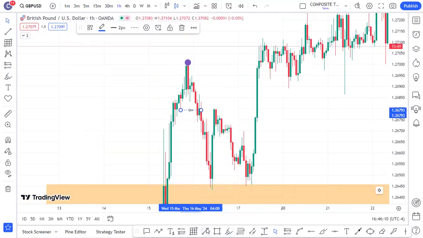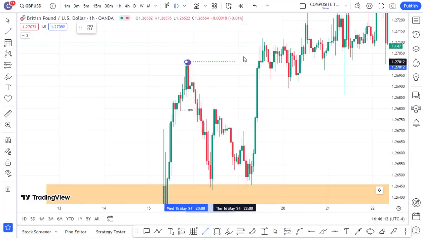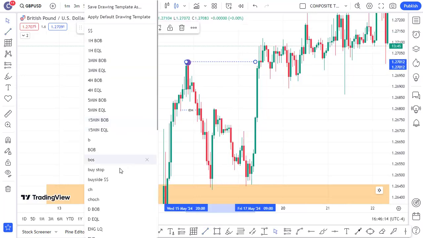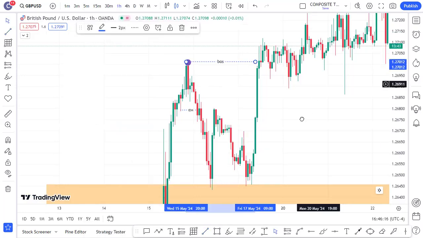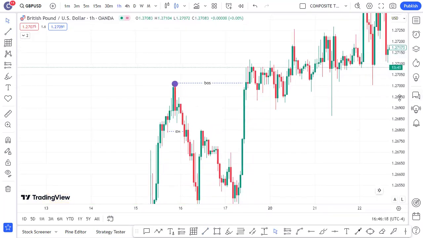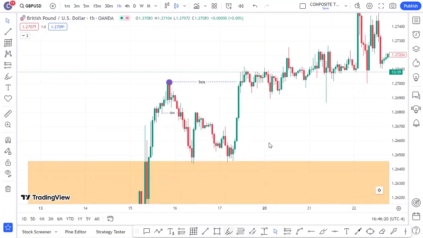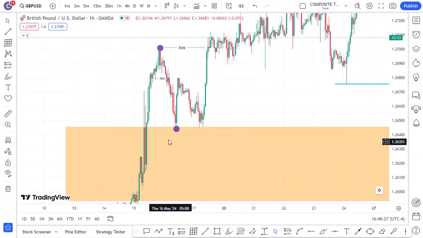Inducement is there. Price breaks this high. Break of structure there. Price did not close, but ahead here we can see there's a candle close, so that's just a valid break of structure. And this is a low. Remember, below here there's a stop loss for buyers. That's why the price will always come back and take out this low.